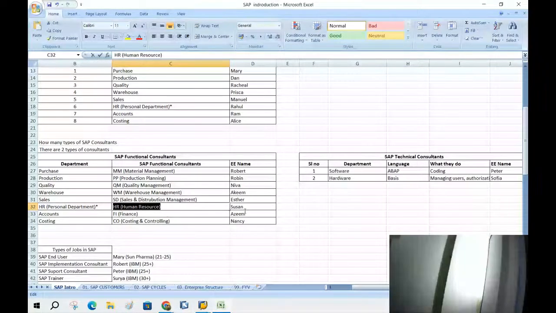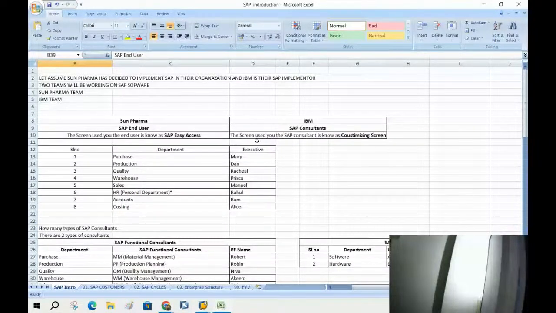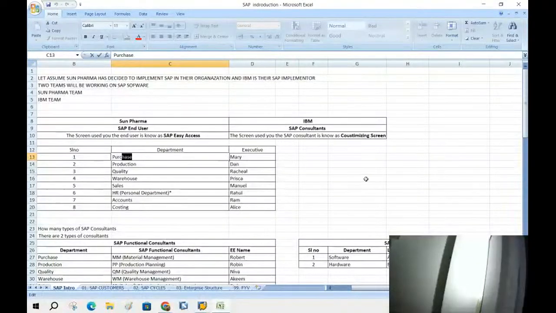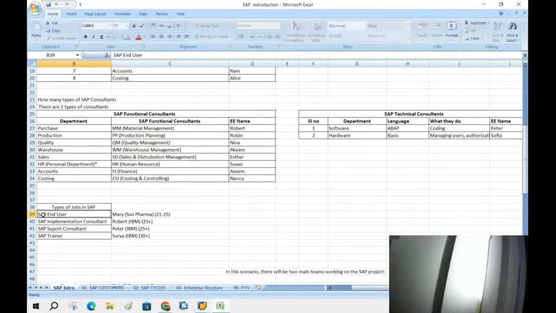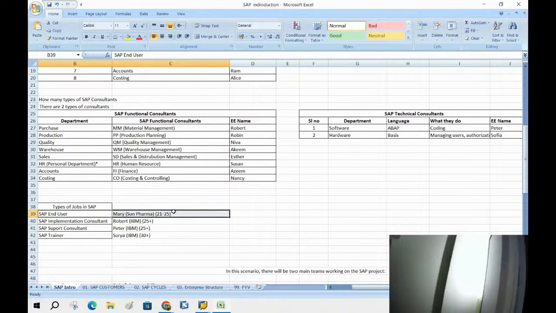Now, what are the different types of jobs we have in SAP? If I am an executive, I have a job in pharma. That job is called an SAP end user job. This job is for a data entry operation. The age group could be below 25. The people who are doing the internship, if they do this, they will get a good chance of becoming an SAP software operator in the end user.